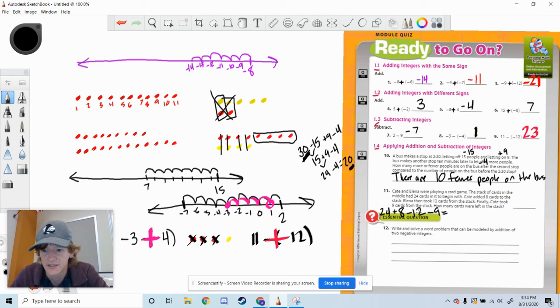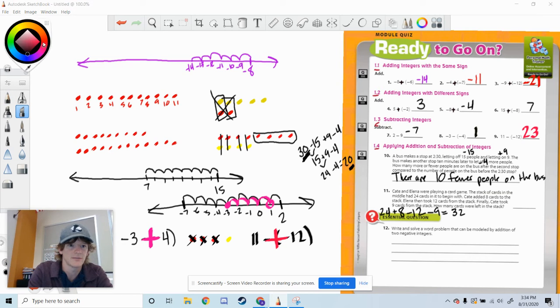I see 2 positives and I see 2 negatives. I want to regroup those. 24 and 8 makes 32. Negative 12 and negative 9, well, those are both negative. So let's see, negative 11, let me grab those counters. There's negative 12 and negative 9. 1, 2, 3, 4, 5, 6, 7, 8, 9.